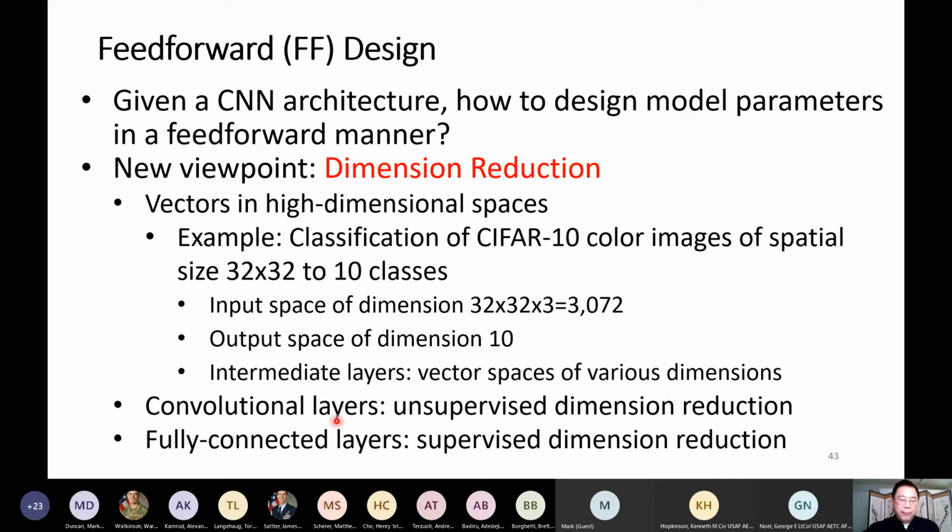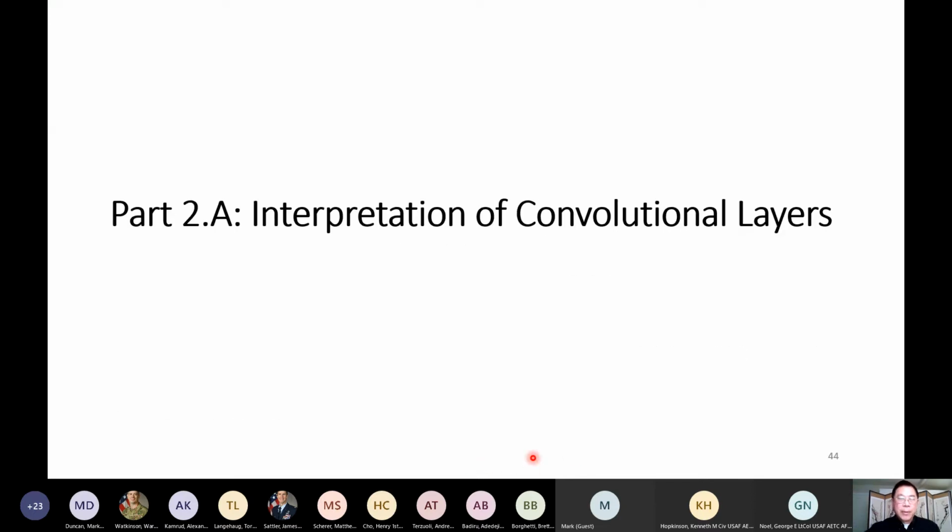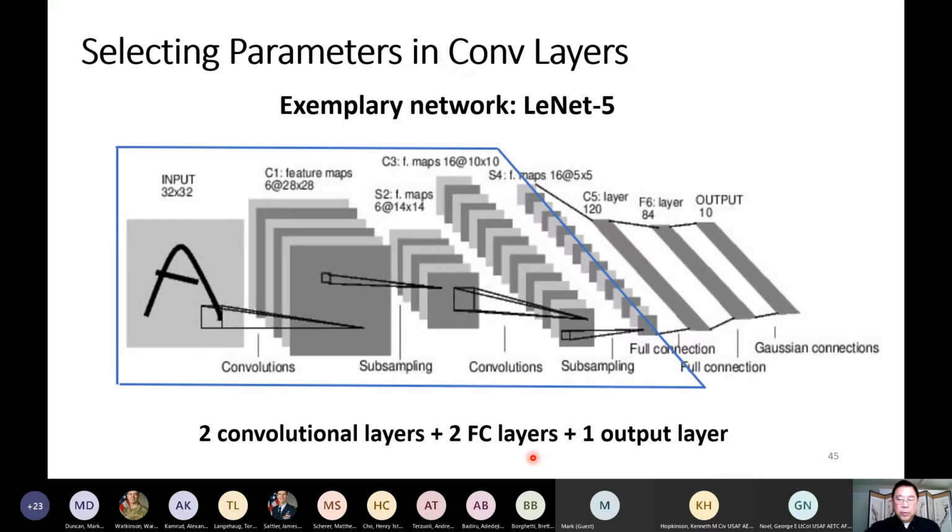And also there is some difference. The convolution layers, in this case, we try to make unsupervised. We don't use any label information. And then the FC layers, we try to make supervised, so we will use label information. So here is the convolution layers, this is the LeNet. There are 2 convolutional layers here, and then 3 FC layers, and this is the output.